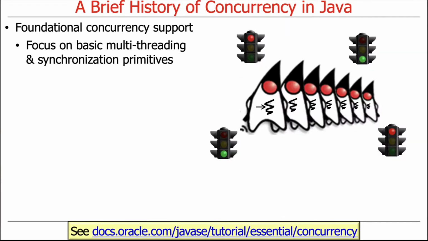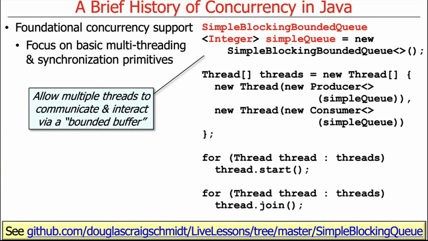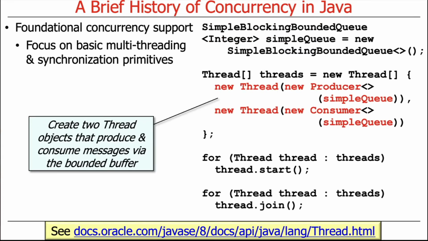The focus at that stage was on basic multi-threading and synchronization primitives. So you had this concept of threads. So let's take a look at a simple example here. This example can be found here at my website. And this example had a simple blocking bounded queue, which is a version of the buggy queue we looked at before that actually works properly. And so we would make an instance of that, and then we would create one thread that would be producing messages. Another thread was going to be consuming messages.